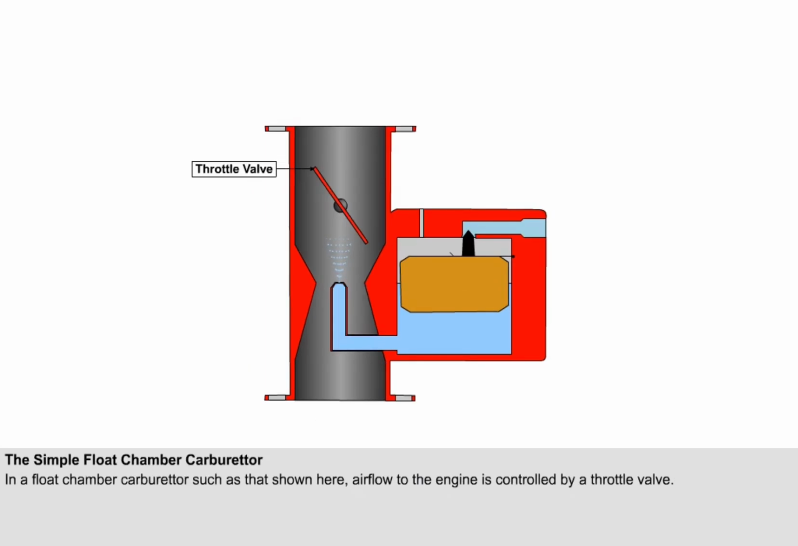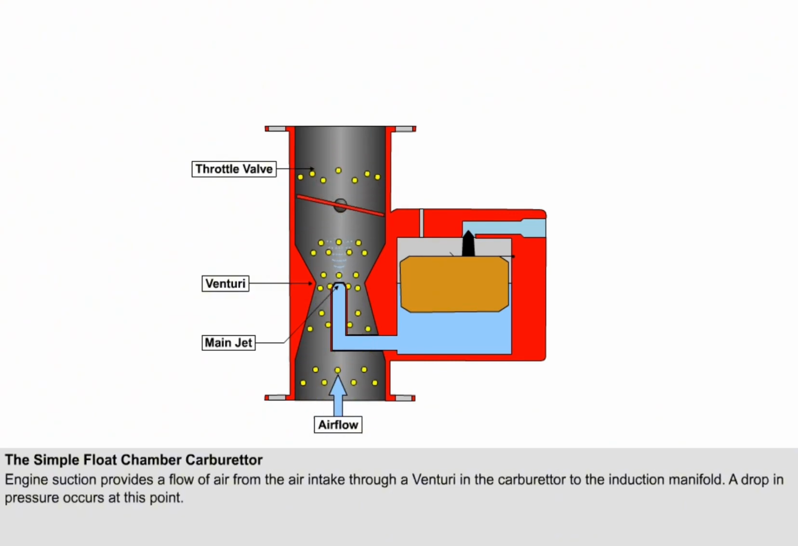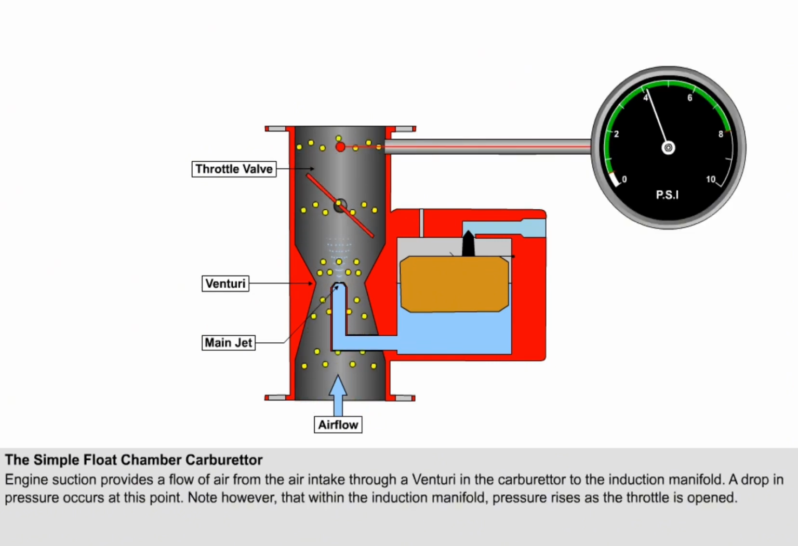In a float chamber carburetor, such as that shown here, airflow to the engine is controlled by a throttle valve, and fuel flow is controlled by metering jets. Engine suction provides a flow of air from the intake through a venturi in the carburetor to the induction manifold. This air speeds up as it passes through the venturi, and a drop in pressure occurs at this point. It must be noted, however, that within the induction manifold, pressure rises as the throttle is opened.